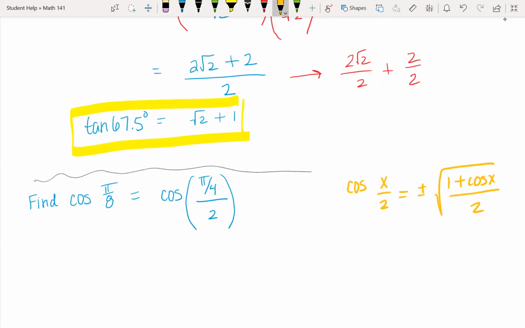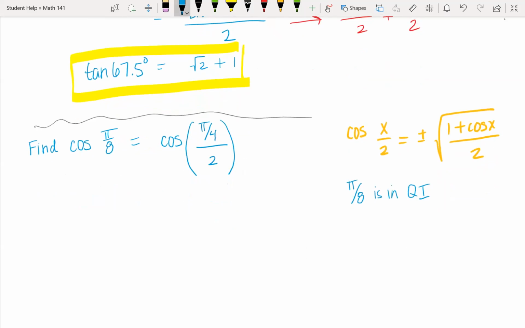The plus or minus comes from us understanding what quadrant that angle is in. And pi over 8 is in quadrant 1. So we know that the value is going to be positive for the cosine. So let's use that formula. I'm going to have positive 1 plus the cosine of pi over 4, divided by 2, and then take the square root of the whole thing.